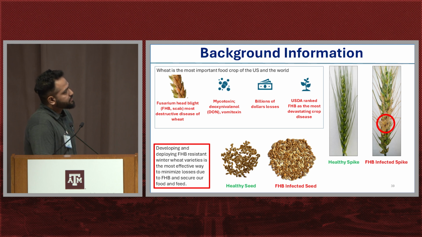Once these symptoms are observed and you trace this head, you will get a mixed seed. Over here you can see the infected seed, and these are the healthy seeds. We call them Fusarium damaged kernel, FDK, and this is a healthy seed, what it's supposed to look like. So this is the problem, and developing FHB-resistant lines is one of the major goals, and I think the most effective way to minimize the losses.